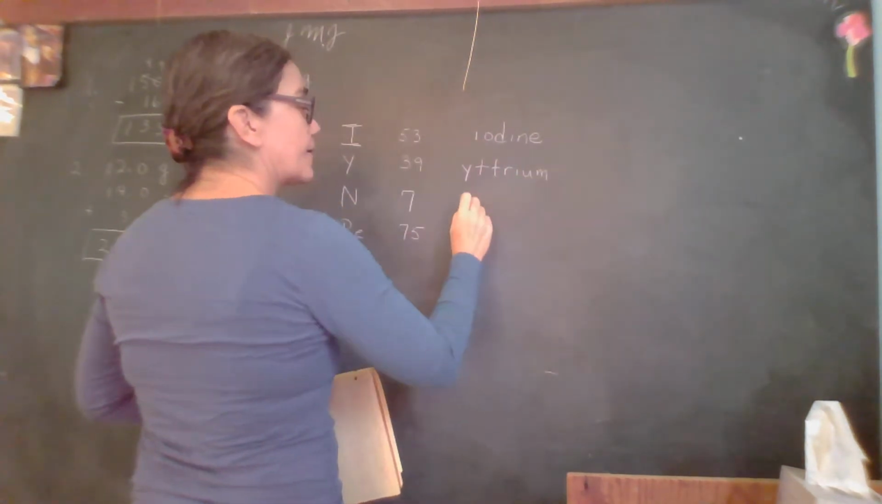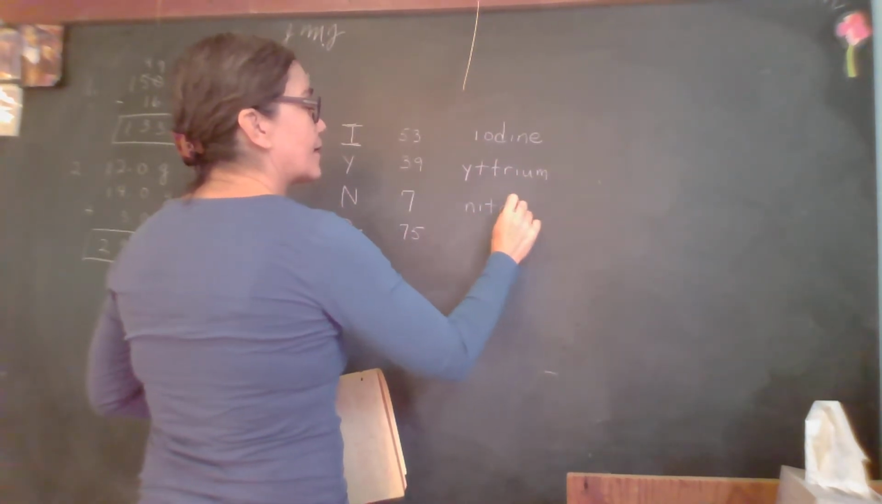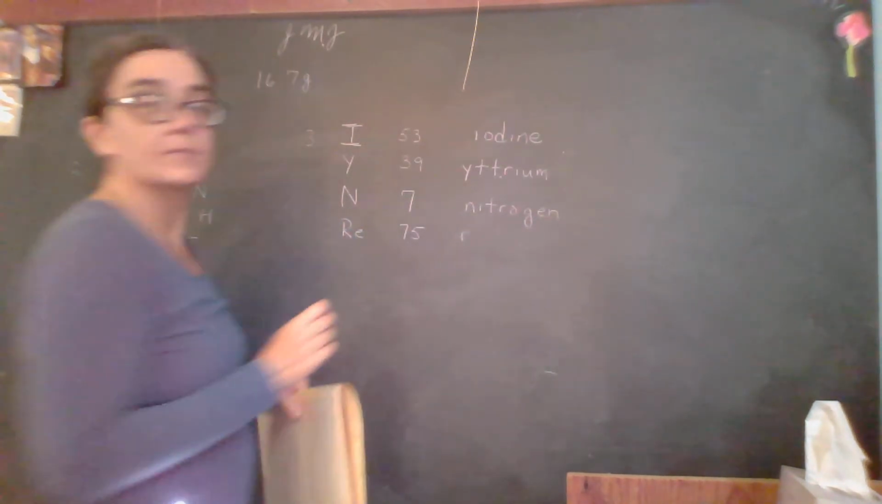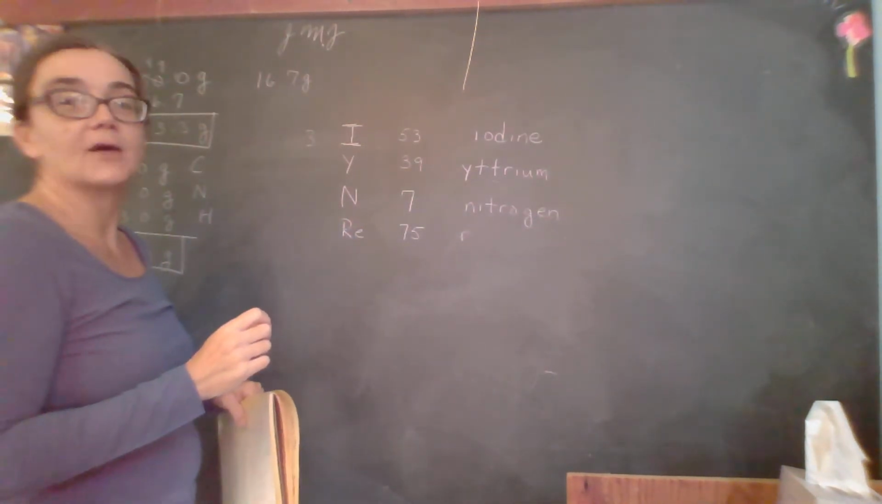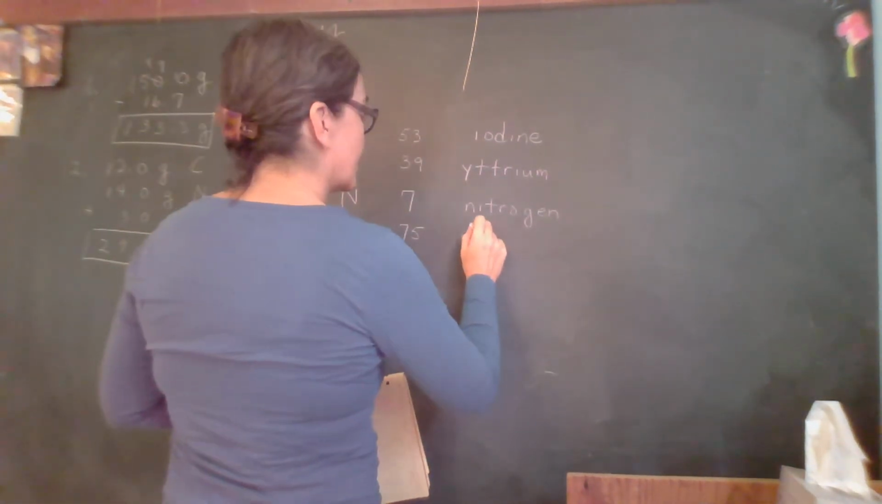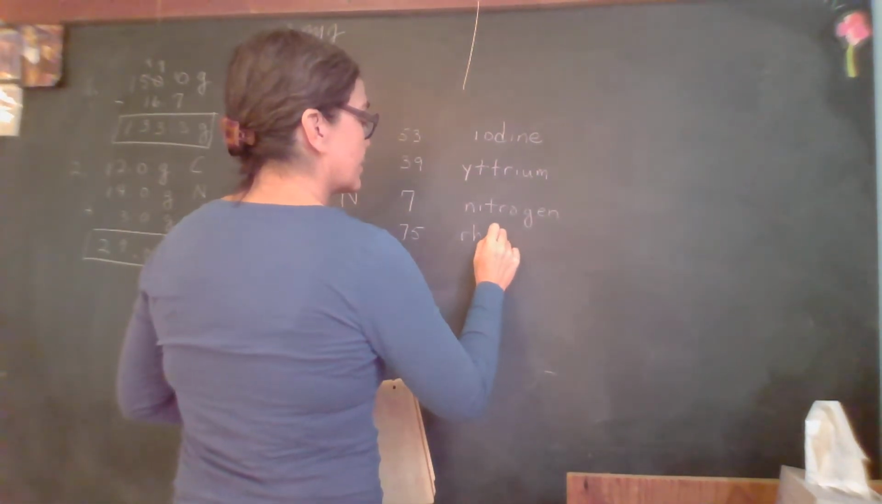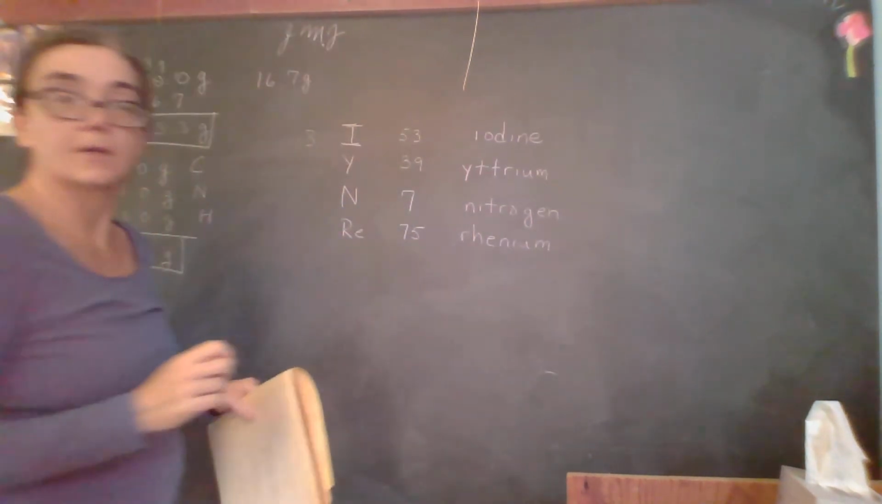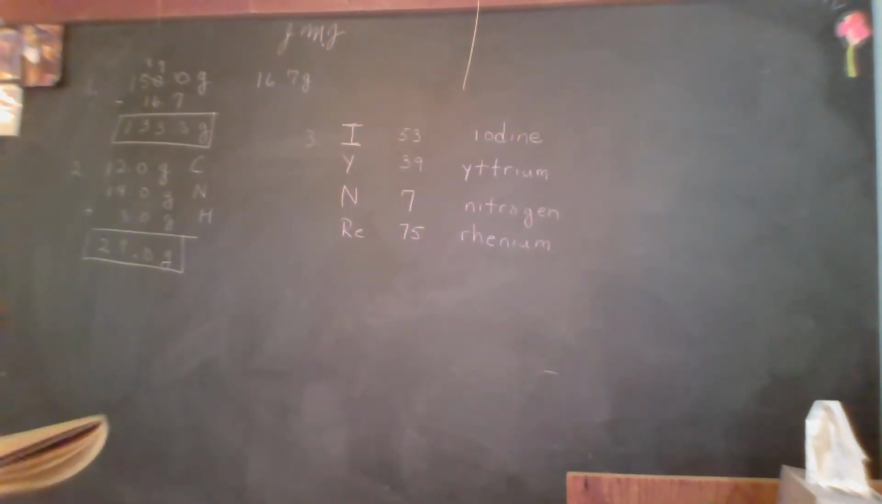What's N? It's nitrogen. How about Re? What? No, I was talking about the other one. That starts with Y. Oh. Re is rhenium. Yeah.